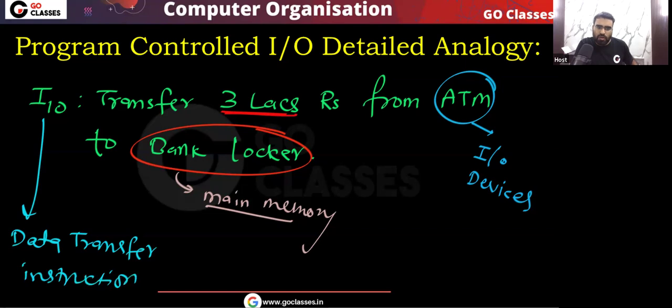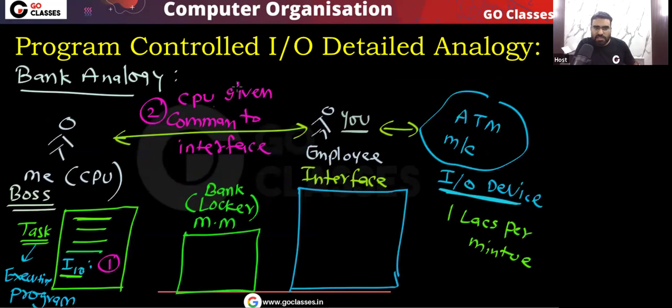So when the CPU comes across this data transfer instruction, the CPU will give a command to the interface. And what will be the command? The command will be that I want 3 lakh rupees from the ATM machine to the bank locker. Yes or no? This is the command. So the CPU will give the command to the interface.